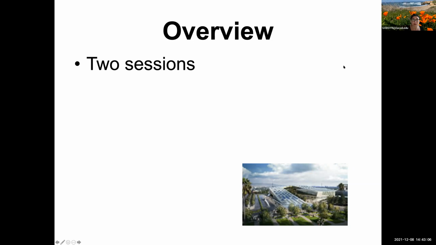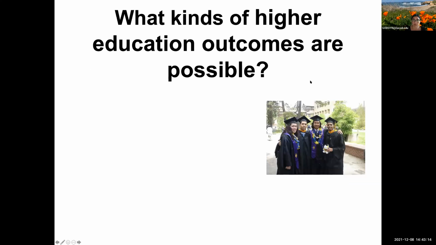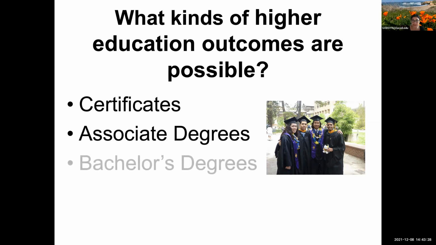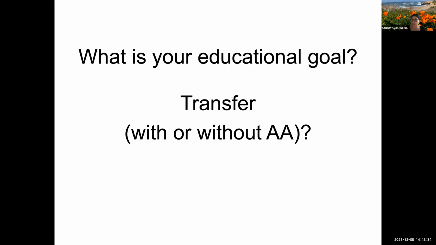Okay. So let's continue. Our focus these 2 sessions is completing the ed planning form. This is review from Monday of what kinds of higher educational outcomes are possible. We talked about certificates, associate degrees, bachelor's degrees, and graduate programs. So think about, what is your educational goal? Do you want to transfer? And do you want to do so with or without an associate's degree? Do you want to get only an associate's degree? Or do you have a different educational goal?